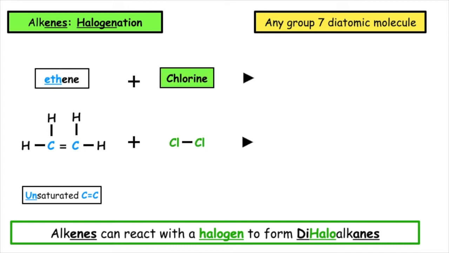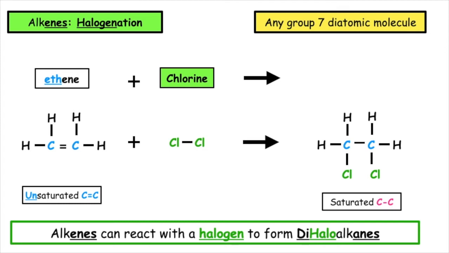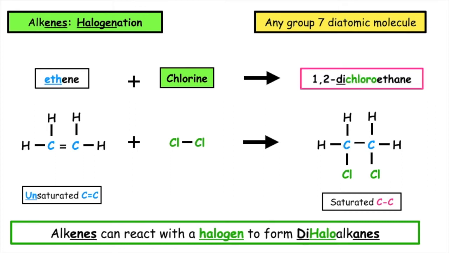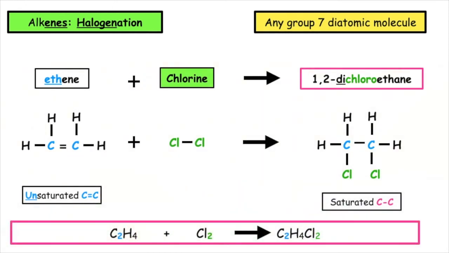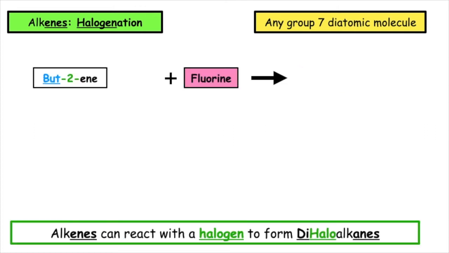So let's take this first example where we have ethene and we add in chlorine, which is a diatomic molecule. What happens is the carbon-to-carbon double bond breaks and a single chlorine atom adds to each of the carbon atoms that had the carbon-to-carbon double bond. We can see that this is now saturated carbon-to-carbon single bonds. So to name this would be known as 1,2-dichloroethane. To change this into the molecular formula, it would be C2H4 plus Cl2 goes to C2H4Cl2. So if you want to pause the video, you can have a go. And when you're ready, you can press resume and the answers will come up on the screen.